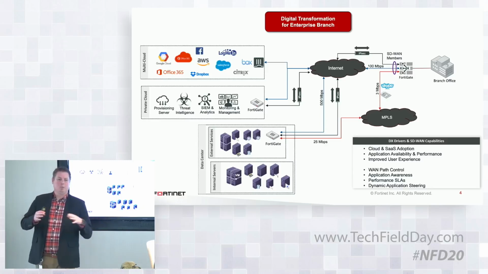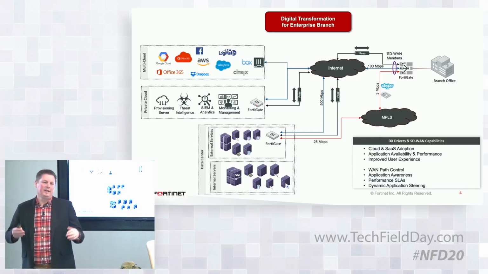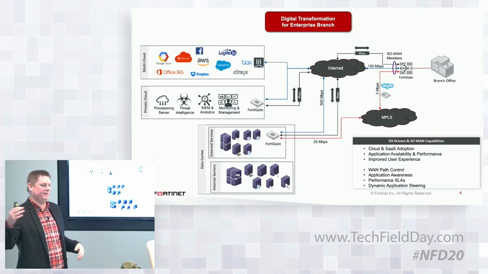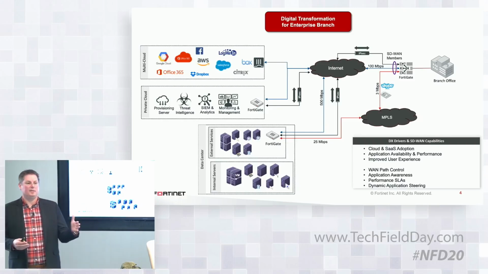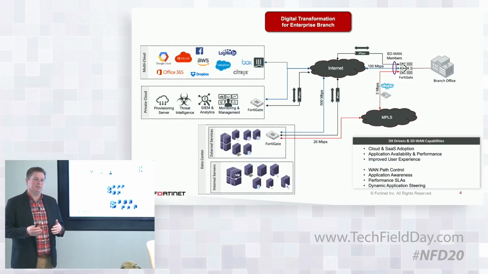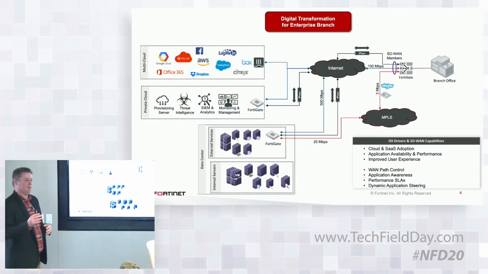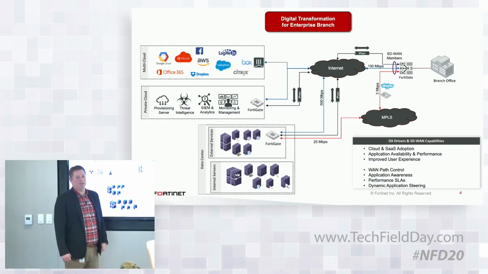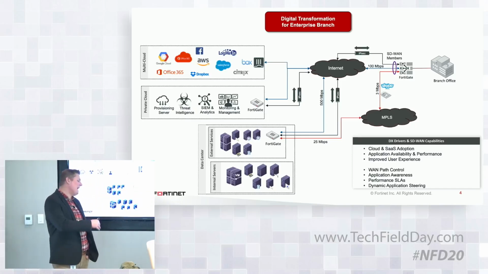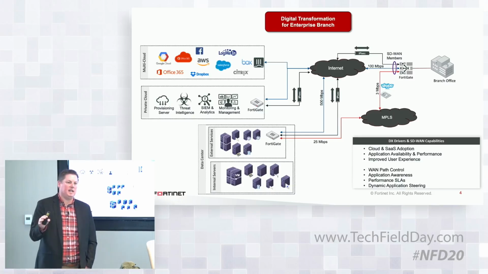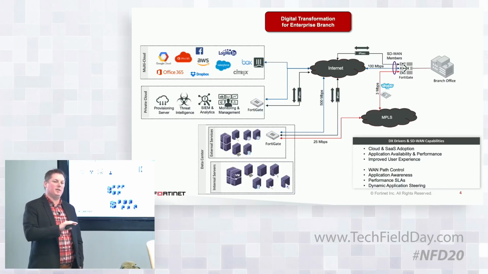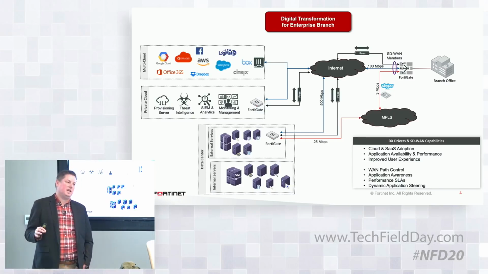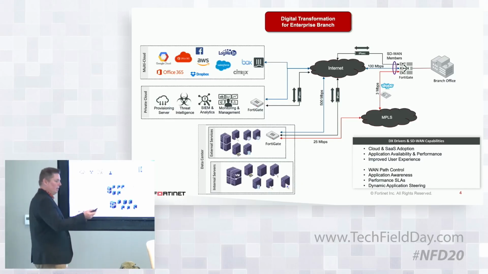When you're choosing which path to take, it's not because one sells M&Ms and the other sells Mars bars, whatever. It's based on the performance and the user experience, improving that user experience through direct internet access or quality of service through your MPLS. And then lastly, the result of that application identification and WAN path control is dynamic application steering. So, Peter?